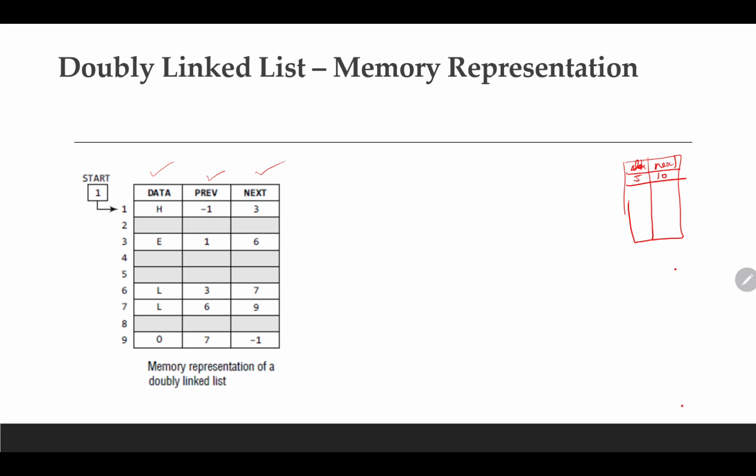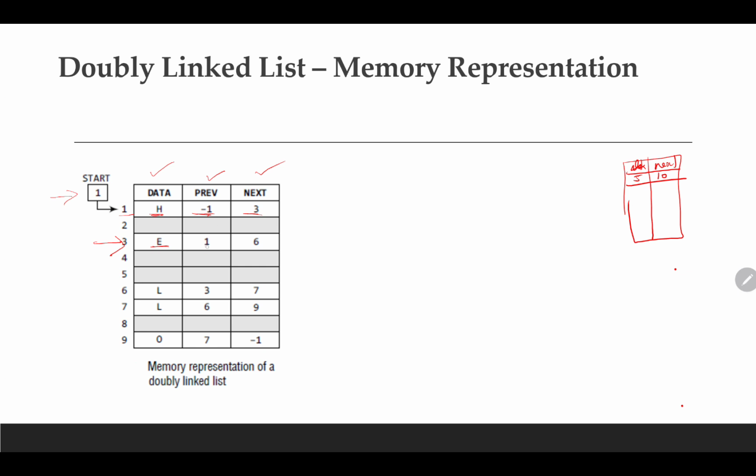Okay, so here the starting node address is 1. So this is memory location 1. Here the data is H and previous is -1 because this is the first node, right? Previously there are no nodes, so it is null, and we represent it as -1. And what is the next node address? It is 3. So this is the third address. Here the data is E.